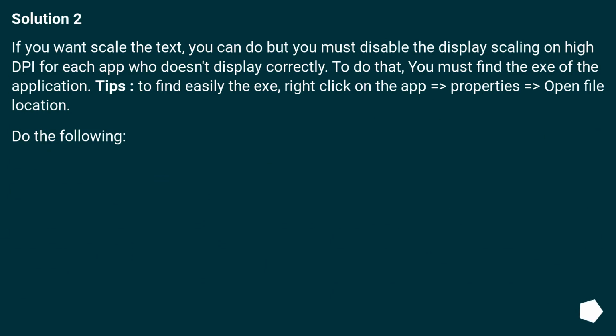Solution 2. If you want to scale the text, you can, but you must disable the display scaling on high DPI for each app that doesn't display correctly. To do that, you must find the exe of the application. Tip: to find the exe easily, right-click on the app > Properties > Open file location. Do the following.